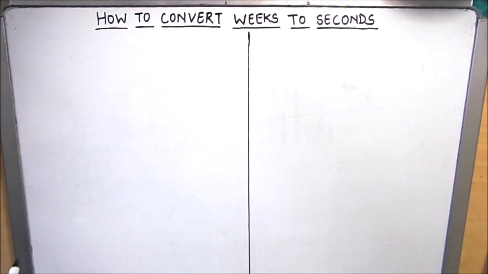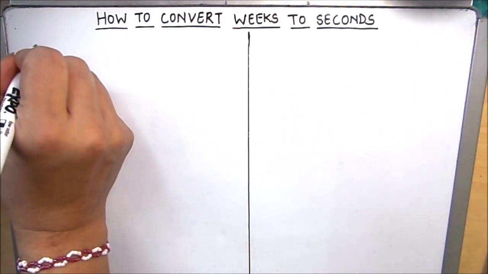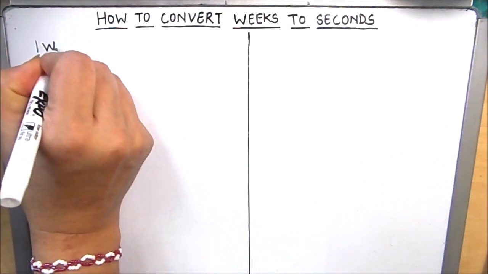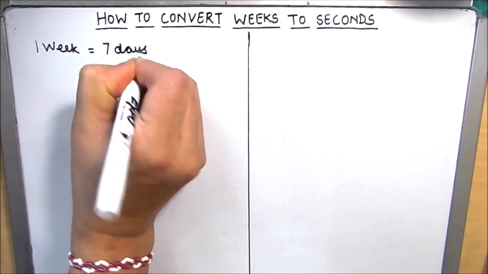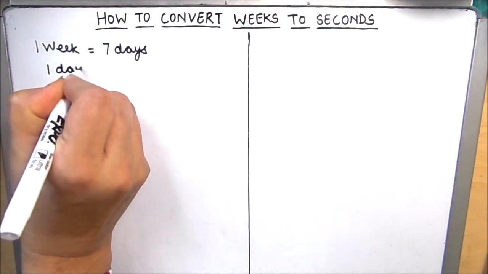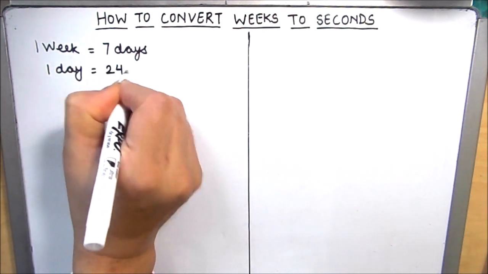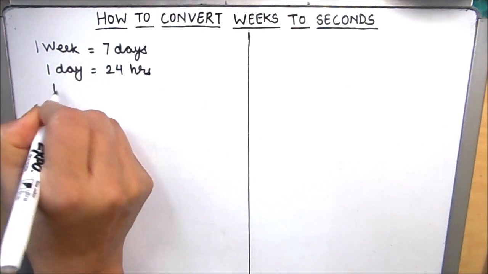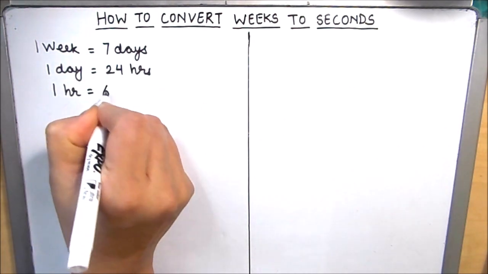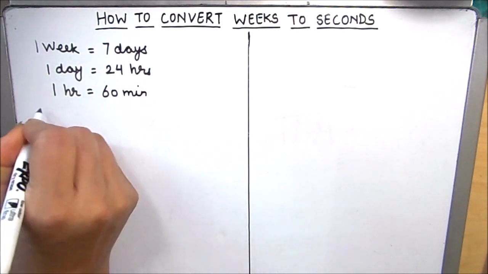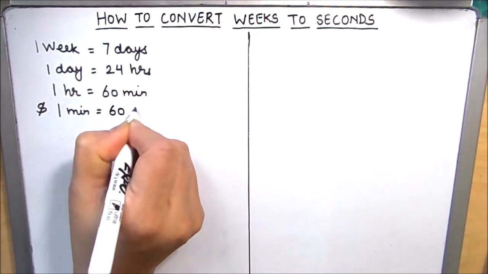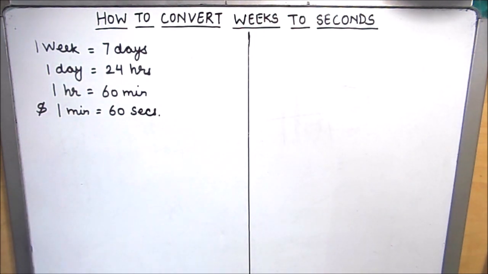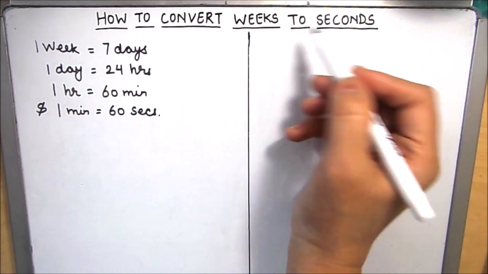For this conversion we need to know a few standard conversions, which are: 1 week is 7 days, 1 day is 24 hours, 1 hour is 60 minutes and 1 minute is 60 seconds. So these are the basic or standard conversions we should know to convert from weeks to seconds.